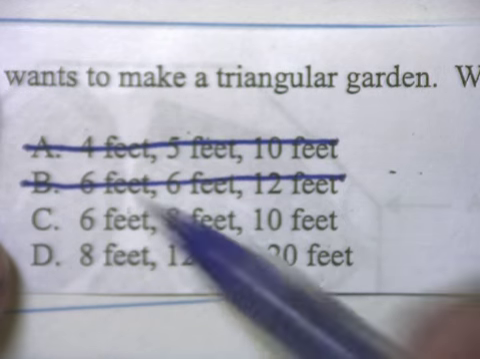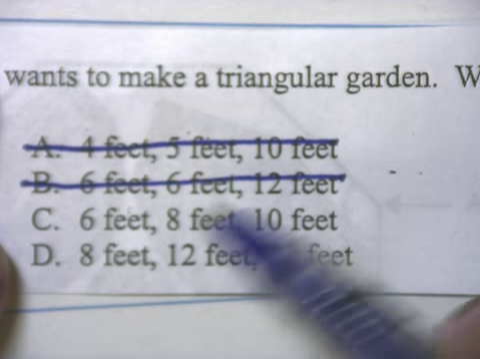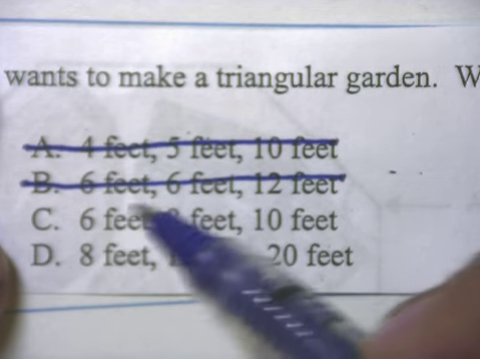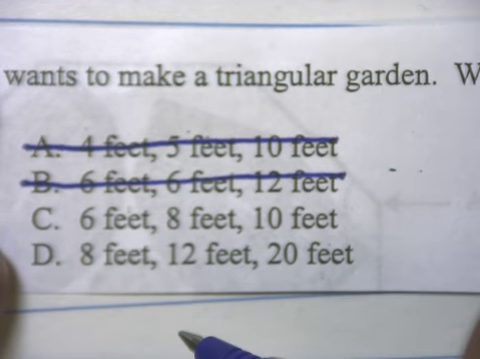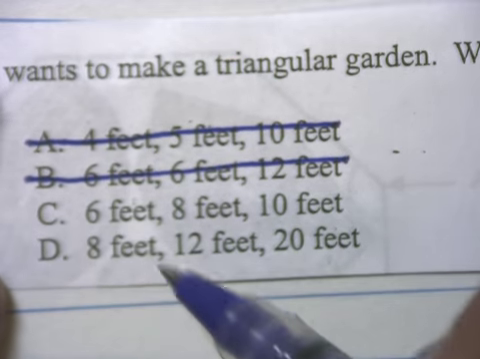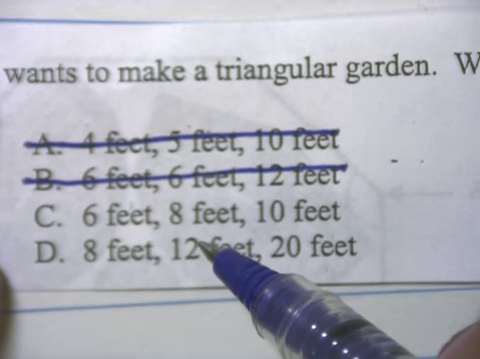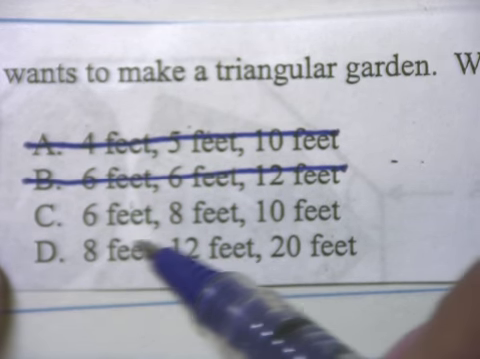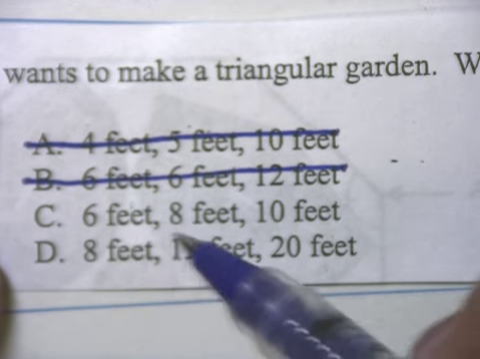6 and 8. Okay, 6 and 8 are bigger than my third side. 8 and 10 together are bigger than this side here. 10 and 8 are bigger than this side here. So far, this looks pretty good. This looks like a possibility. Let's look at this triangle here.